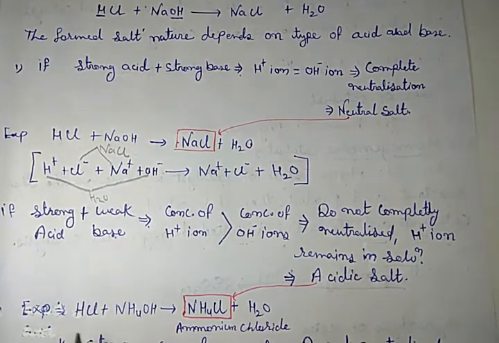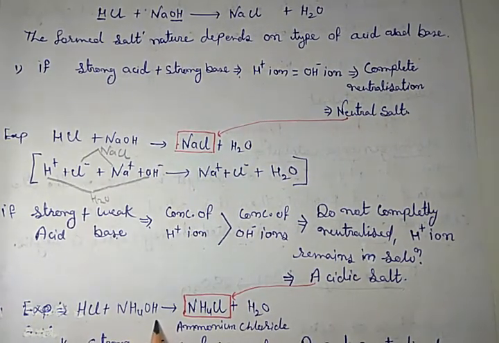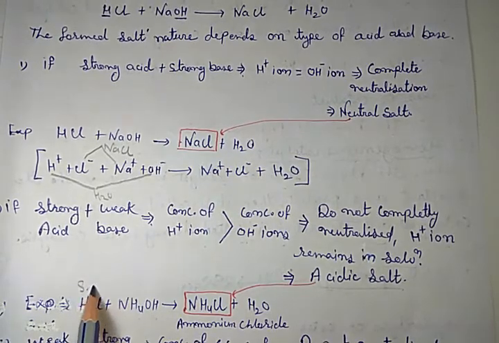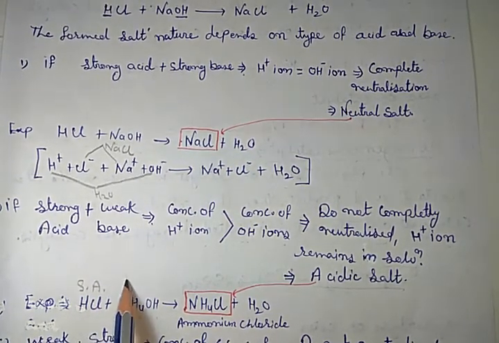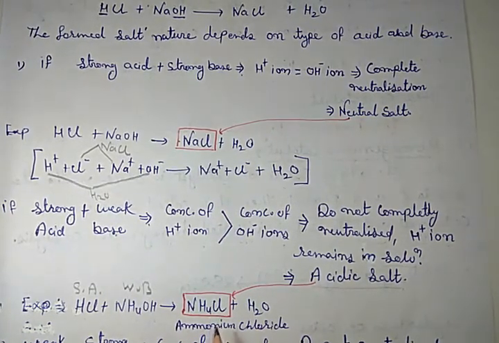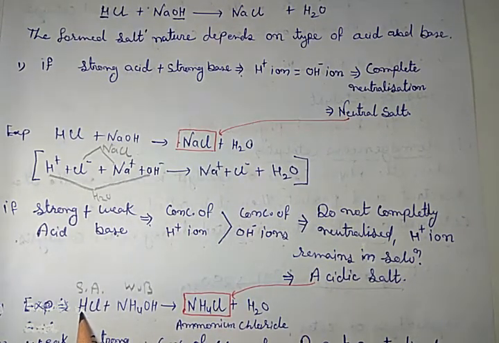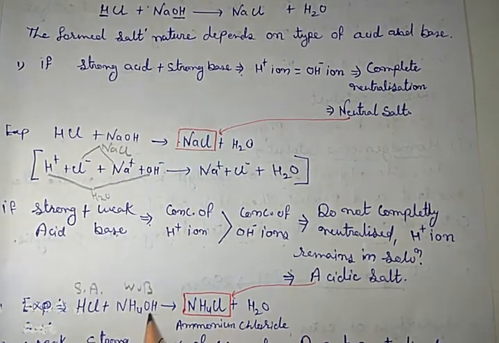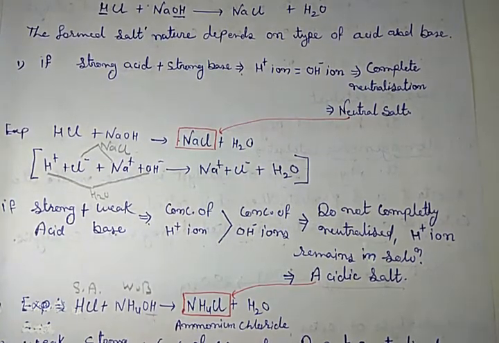So for example, HCl and NH4OH. HCl is a strong acid, but NH4OH is a weak base. So the formed salt, that is ammonium chloride, will be acidic in nature, because here the H+ ions are not completely neutralized by the OH- ions.